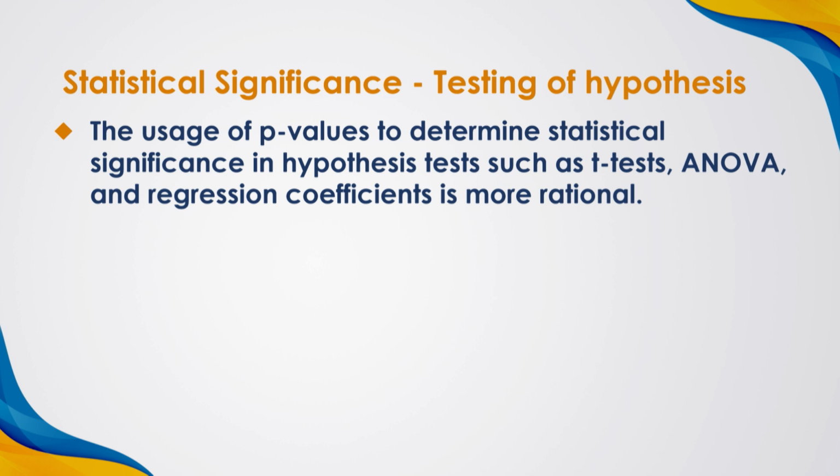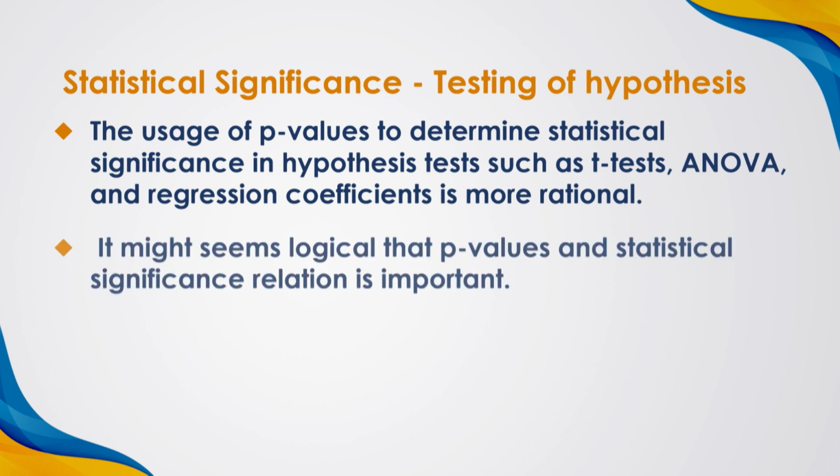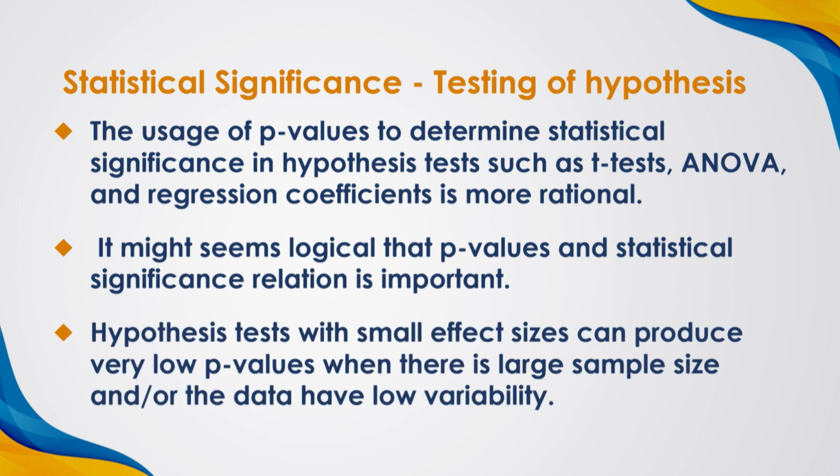Using the p-value to determine statistical significance in hypothesis tests such as t-tests, ANOVA and regression coefficients is rational. It might seem logical that the relation between p-value and statistical significance is important. Hypothesis tests with a small effect size can produce very low p-values when there is a large sample size and the data have low variability.